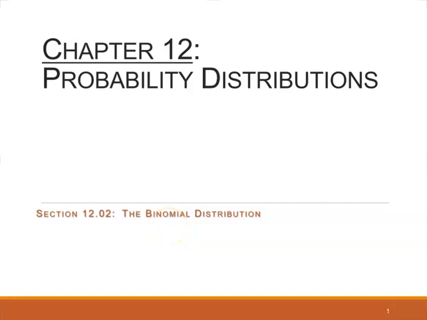Last time we talked about probability distributions in general. One of the things we talked about is how there are two types of probability distributions: continuous and discrete. Today, we're going to talk about an example of a discrete probability distribution. And then next time, we'll talk about an example of a continuous probability distribution. That'll wrap up chapter 12's content.